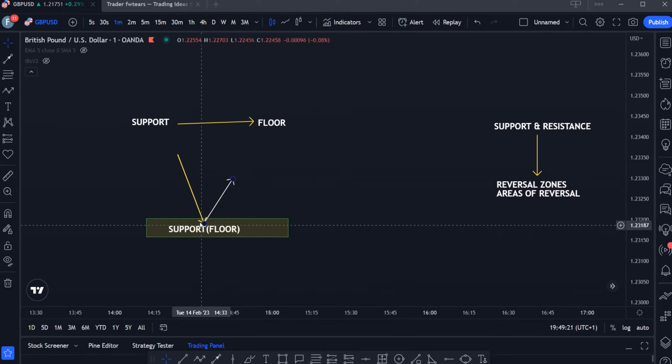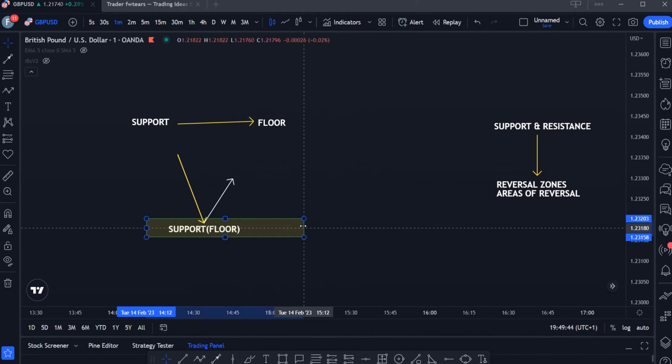But in this case, know that a support level or support zone in the Forex market is a zone that acts as a floor where we see areas of reversal. And you cannot miss it. It's so visible and clear to the eye that you cannot miss it. Okay, so why exactly are we trying to know what a support is? What is the usefulness of support?